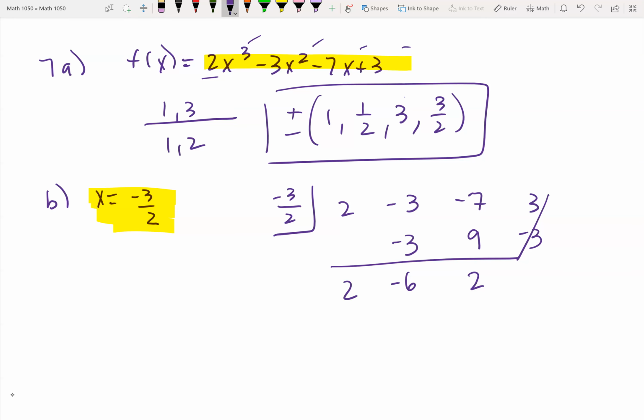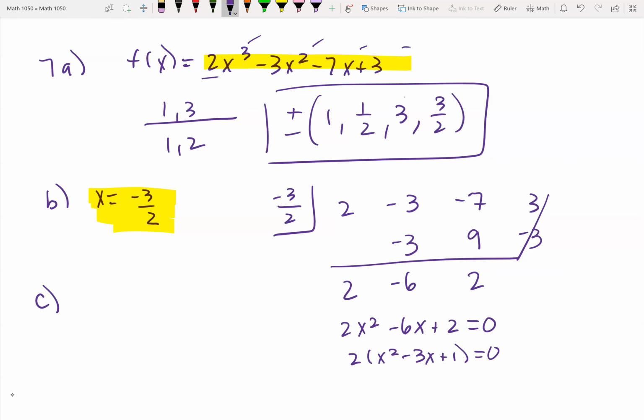So this is an x to the third. I did synthetic division once. So this is 2x to the second minus 6x plus 2. I'm trying to solve it, so I'm going to set it equal to 0. Now I'm going to take out a 2, and I'm left with x to the second minus 3x plus 1 equals 0. I can tell that's not going to factor, so I know b is over.